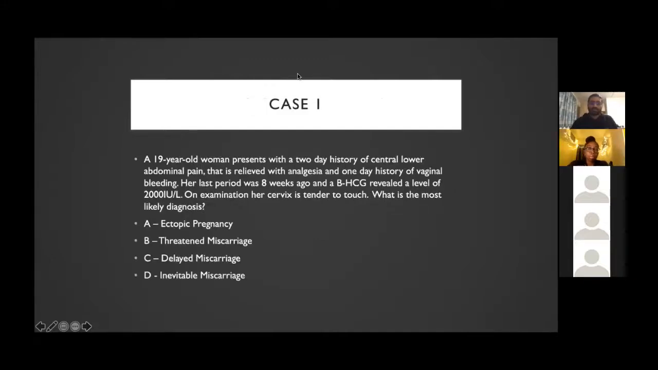So case 1: a 19-year-old woman presents with a 2-day history of central lower abdominal pain, which was relieved with analgesia, and a 1-day history of vaginal bleeding. Her last period was 8 weeks ago, and she had a beta HCG level of 2000. On examination, her cervix is tender to touch. What's the most likely diagnosis? Is it A, ectopic pregnancy, B, threatened miscarriage, C, delayed miscarriage, or D, an inevitable miscarriage?